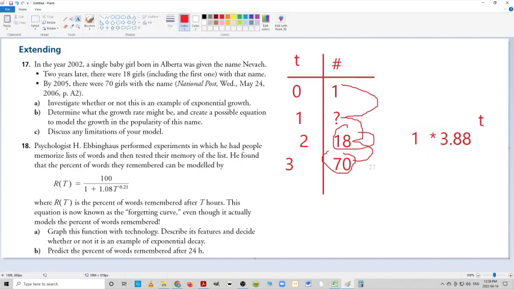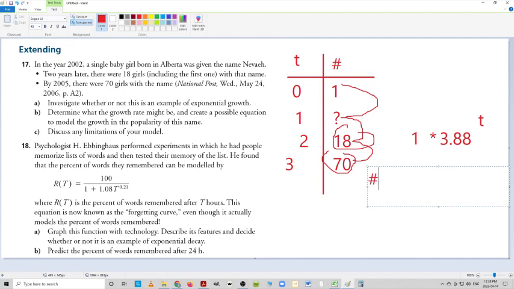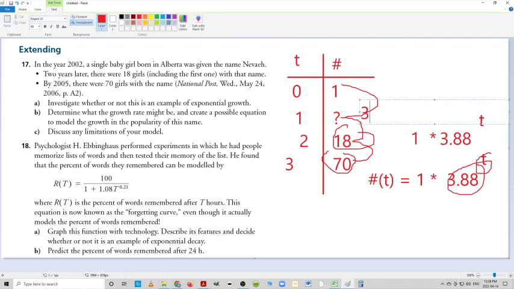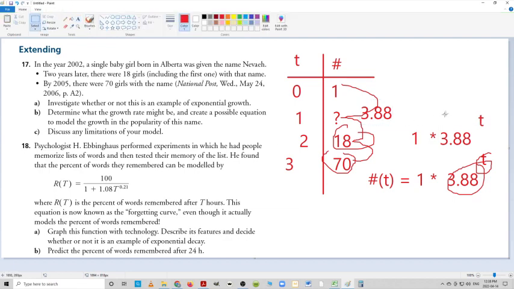So we're going to see if this formula works. Number of names based on year is equal to 1 times 3.88 to the power of t. Let's see if we can figure out how many babies there were after year 1. In year 1, there should be 3.88 babies with that name, or roughly 4. So really, we should probably use 4. My guess is we're going to use 4, because you won't want a round baby.